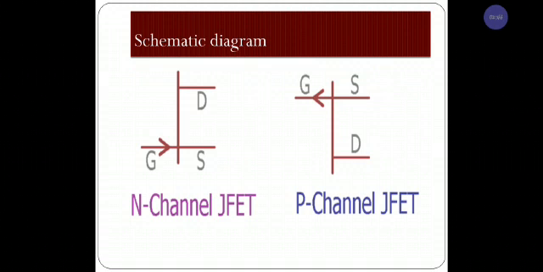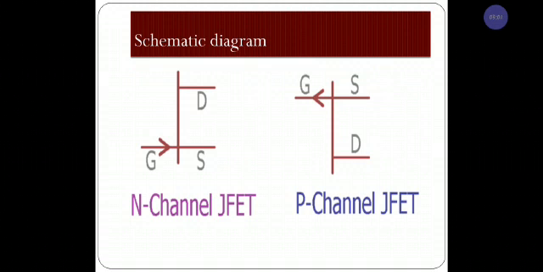It has a high input impedance because the electric field of the input terminal, called the gate, modifies the current flowing in what is called a channel between the terminals source and drain.